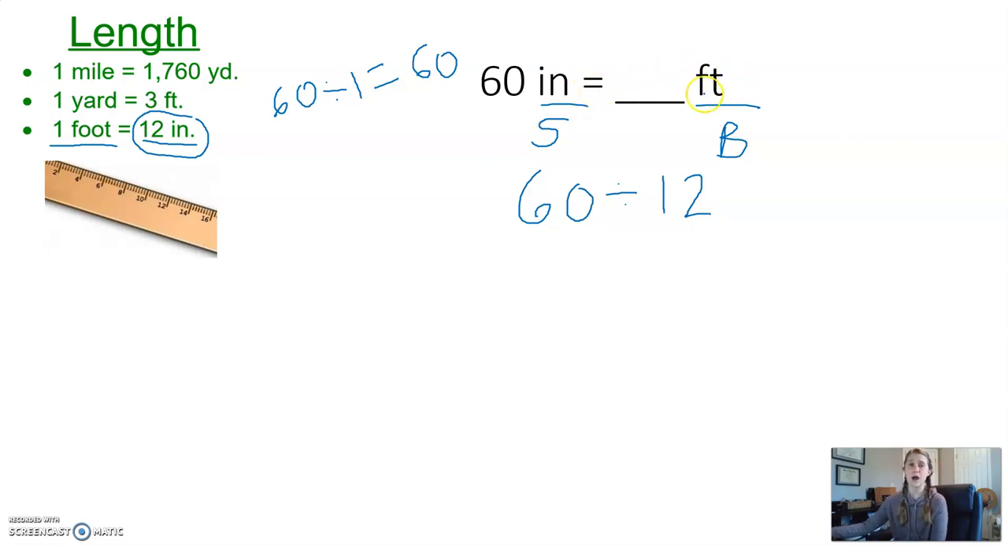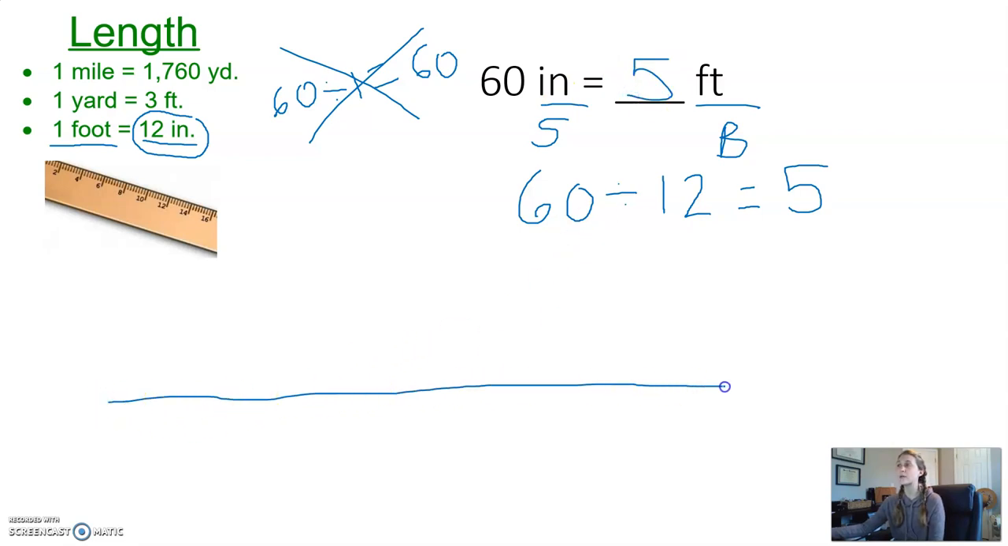Would it make logical sense that 60 inches is the same thing as 60 feet? No, of course not, because 12 inches makes up 1 foot. These are two different units of measurement. So we're never going to choose the 1 over here. We're always going to choose what's on the other side. 60 divided by 12, using my multiplication facts, I know is 5, because 5 times 12 equals 60. 60 inches equals 5 feet. Why are we dividing when we go small to big?